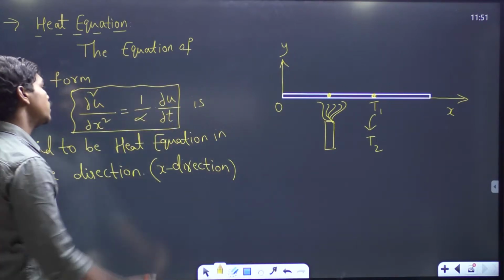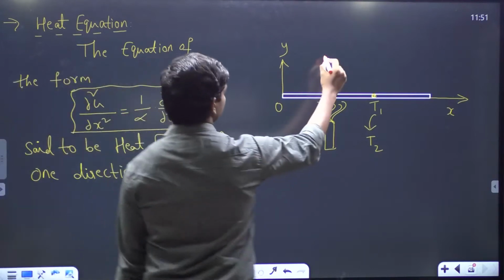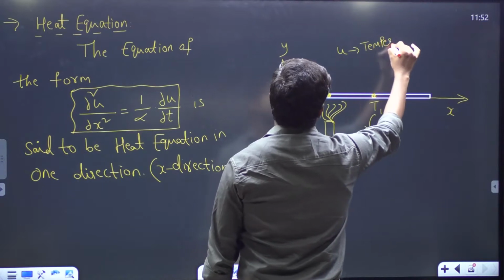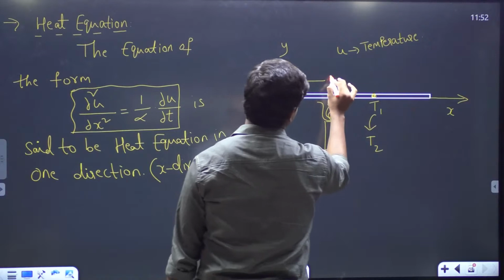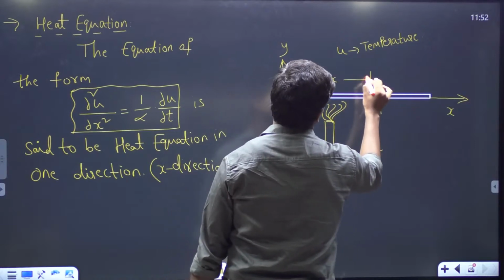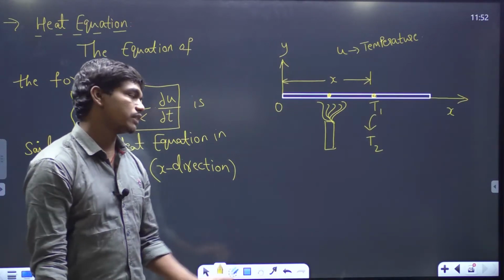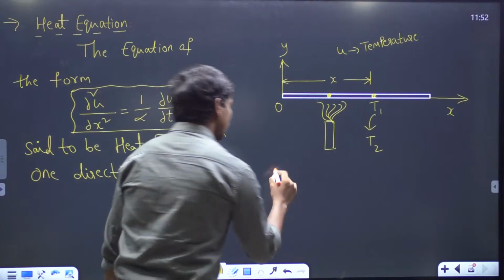Dou square u by dou x square is equal to 1 by alpha into dou u by dou t, where u is temperature and x is the distance that you are interested to find the properties. Okay, so basically this is how the one-dimensional heat equation is given to you, and if you want to know the nature of this equation, you can always work out the things.